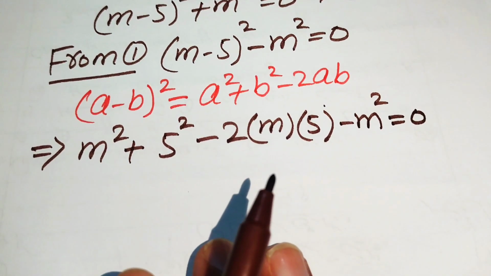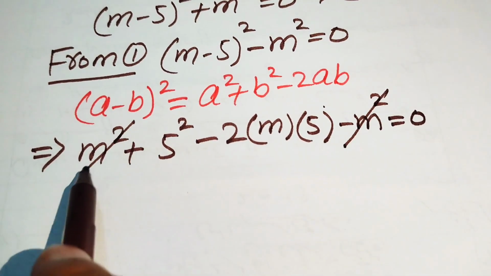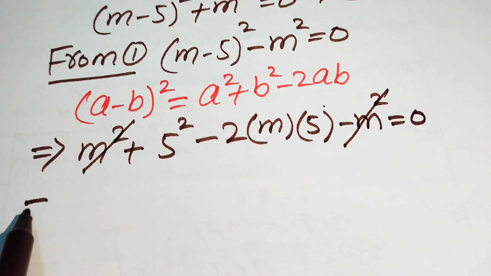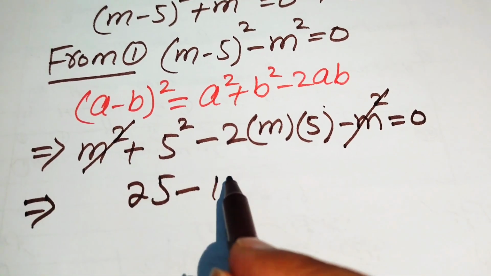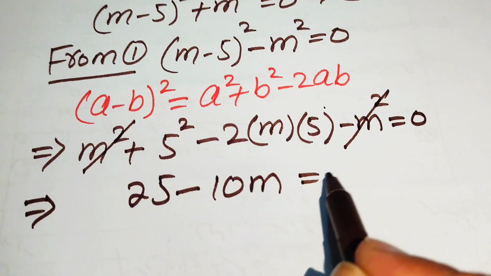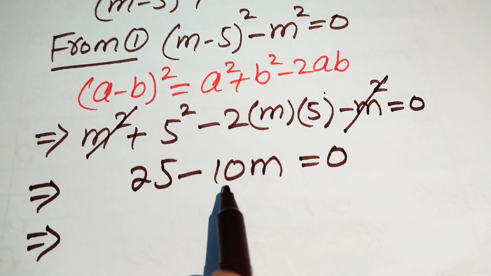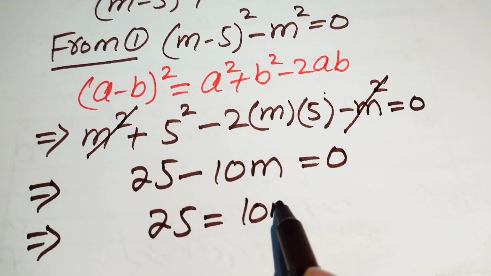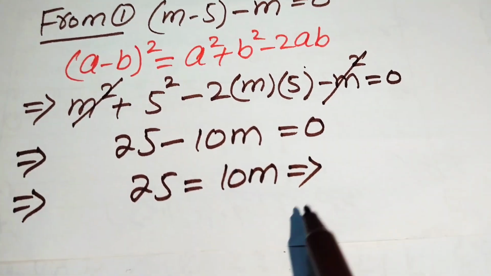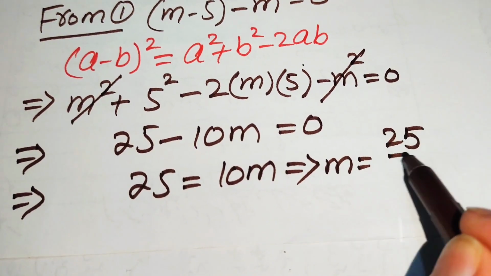And now in the next step, we need a little bit of simplification. The minus m square and plus m square cancel each other, and here we get 25 minus 2 fives are 10m, and this whole thing equals 0. So we move this minus 10m to the right-hand side, and it will be written as 25 equals 10m, and this implies that m equals 25 over 10.